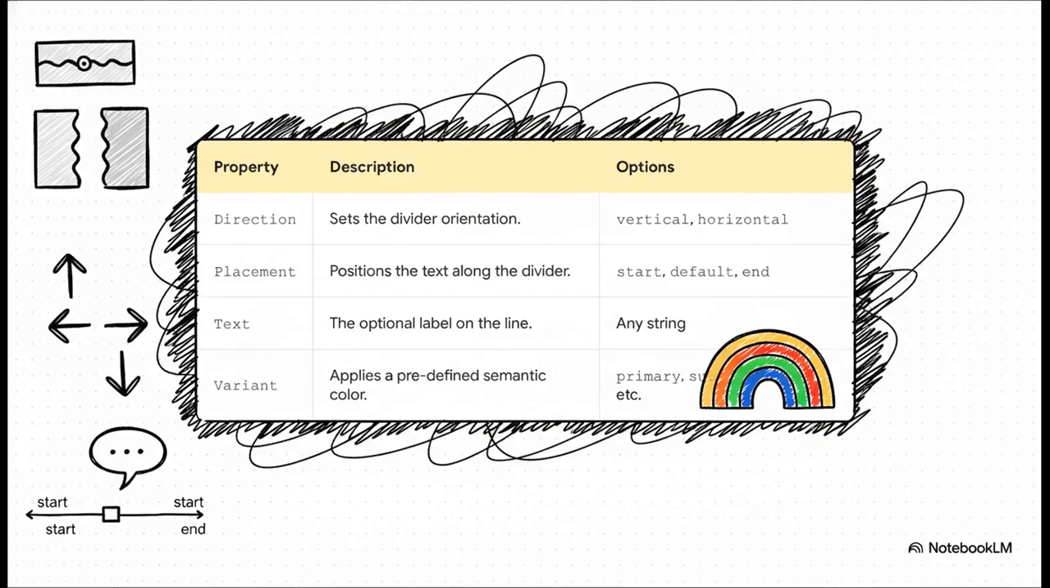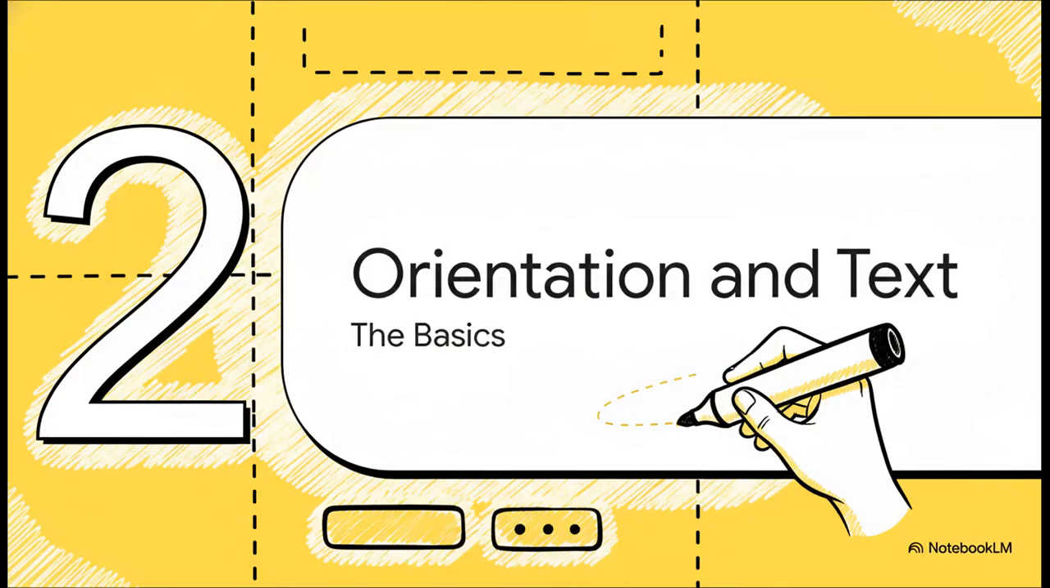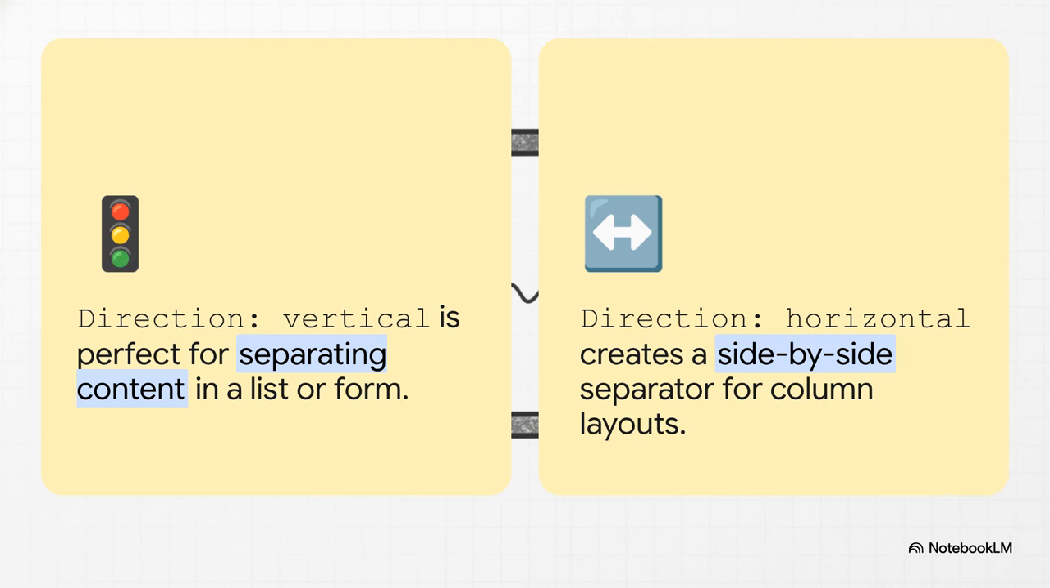And the best part? Look how simple it is to control. These are basically the main properties you'll ever need in the designer. Direction flips it from vertical to horizontal. Placement lets you position the text. Text is, well, the text you want to show. And variant, that gives you instant access to a whole beautiful color palette. All right, let's dive into the most fundamental features. Getting your divider set up right and maybe adding some text. It's honestly just so straightforward.